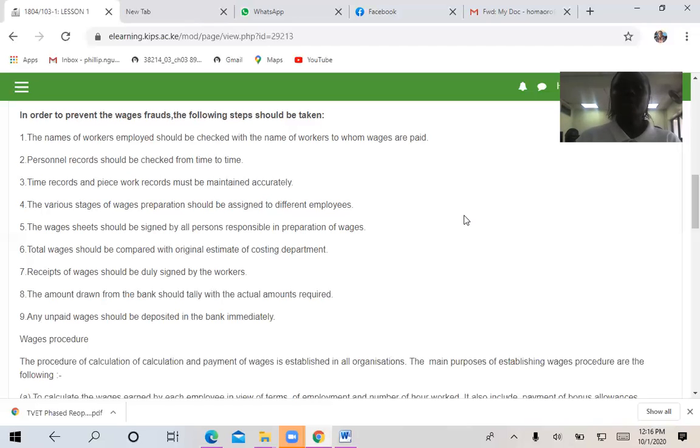Any unpaid wages should be deposited in the bank immediately. So the balance remaining, or if there are some workers who never came for their payment, make sure the amount is deposited in the bank immediately. Let us look at the wages procedure.